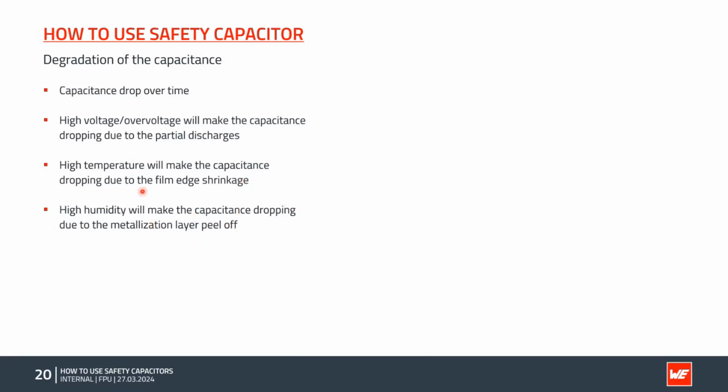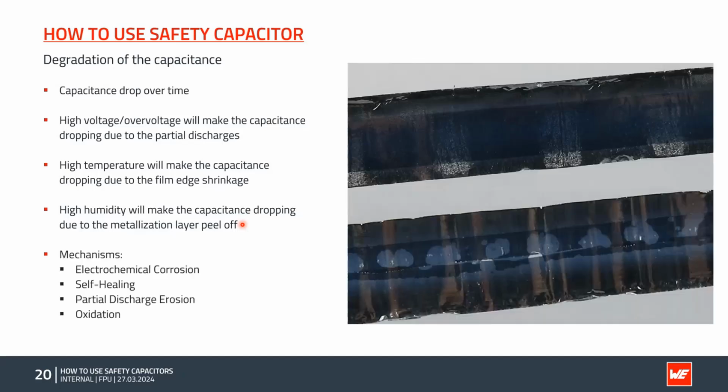And when you have some humidity around the capacitor, then it can go inside the capacitor by diffusion, and then you will have some corrosion, and the metallization layer will peel off because you have air inside. So you have a wound element, you will have some air inside. When moisture comes, then moisture, air, metal will corrode.